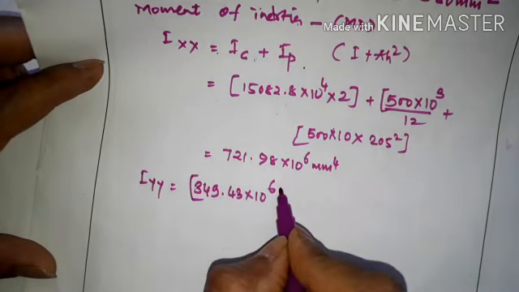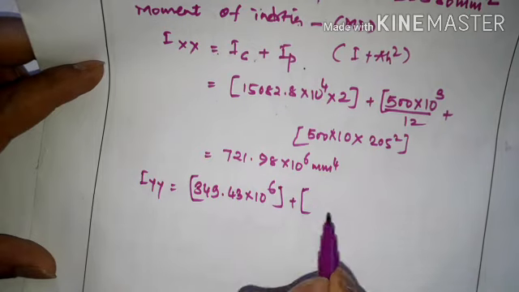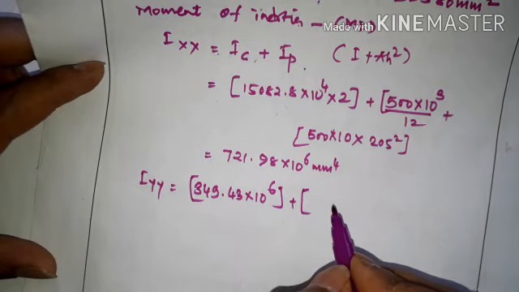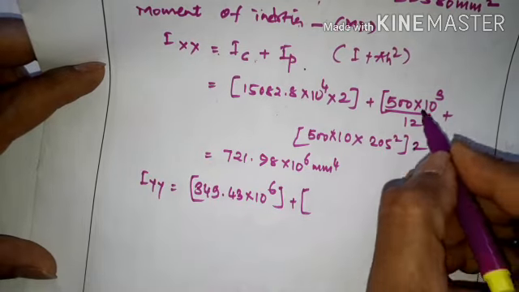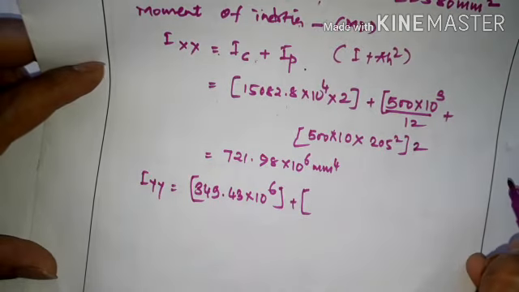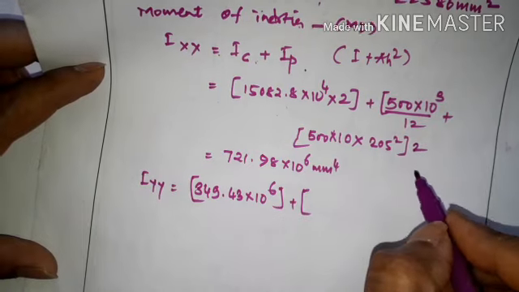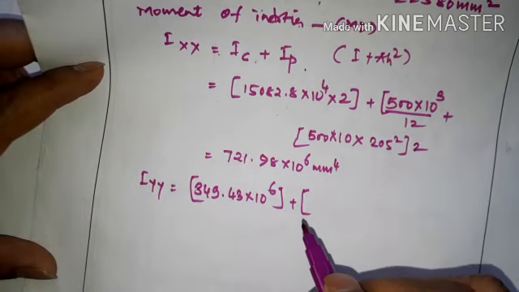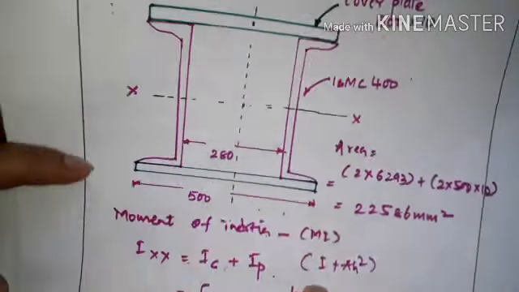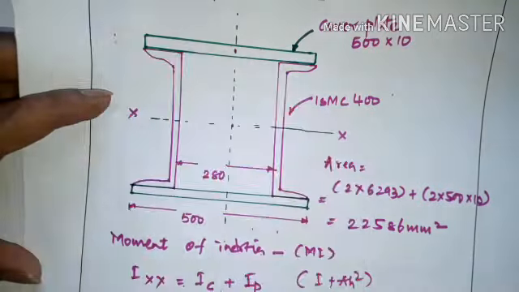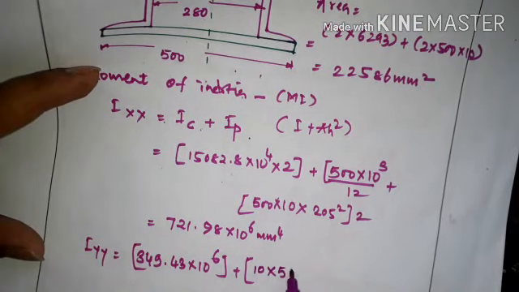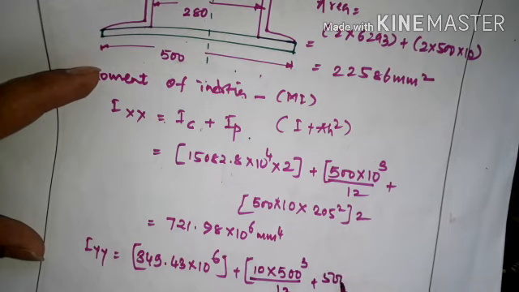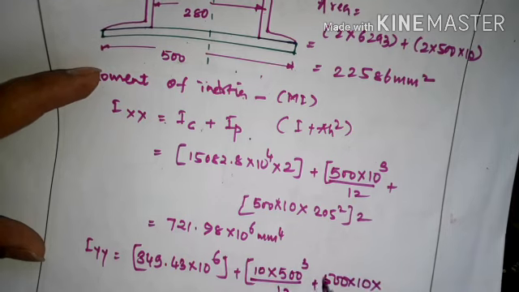So this is for channel, plus again here you have to multiply by 2, a I plus a square, because again we have two plates. Then next for plate, with respect to the vertical axis, B is 10 and D is 500 now. So it is B D cube by 12, that is 500 into 10 cube by 12, I plus A h square, where A is 500 into 10.